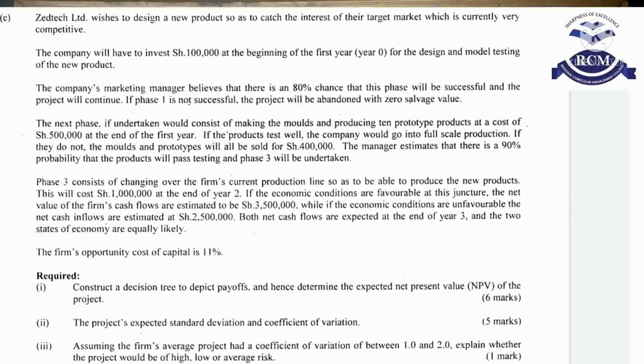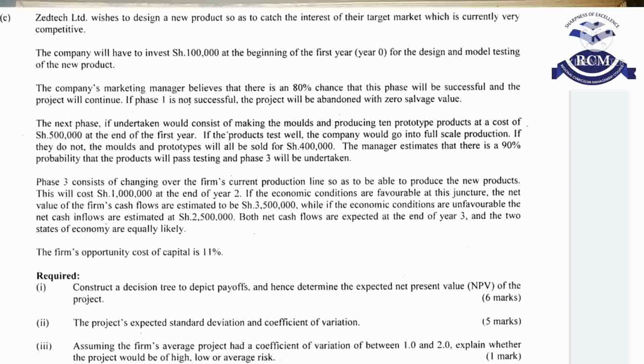The next phase, if undertaken, would consist of making the molds and producing 10 prototype products at a cost of 500,000 at the end of the first year. Remember, it has to be successful in the first phase before it goes to the second phase. So the success of the first phase ensures that phase 2 is realized.